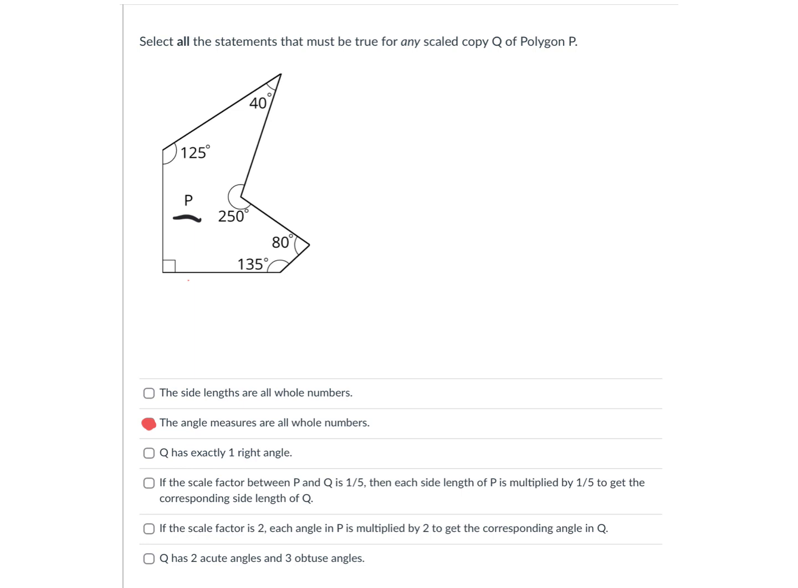Q has exactly one right angle. Remember, a right angle is 90 degrees. This little square right here tells us there's one right angle there. So if P has one, that means Q also has one.